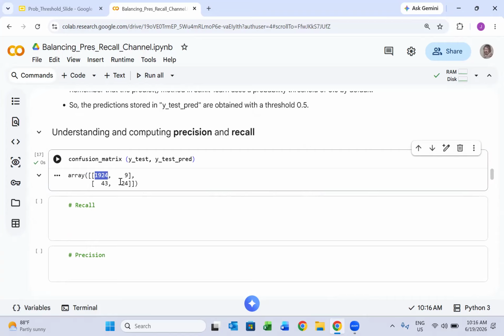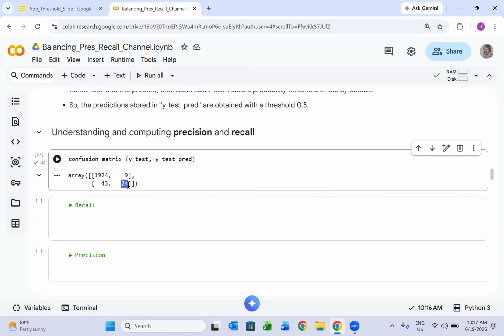Okay. How about this 9? That 9 is the number of false positives. So that's the number of actual negatives incorrectly predicted as positives. This 43 would be the number of false negatives. So that's the number of actual positives incorrectly predicted as negatives. Okay. And finally, that 24 would be the number of true positives. So it's the number of actual positives correctly predicted as positive.